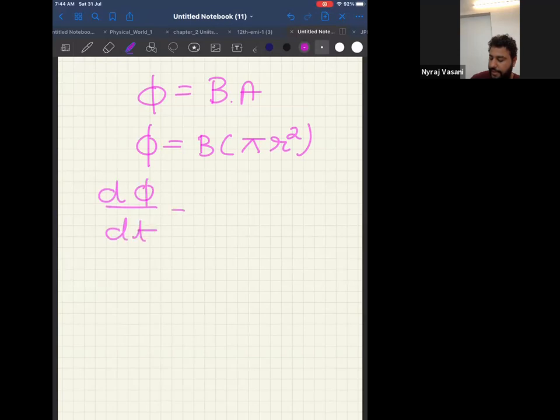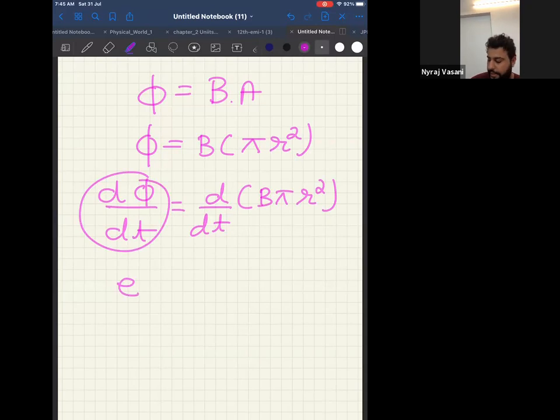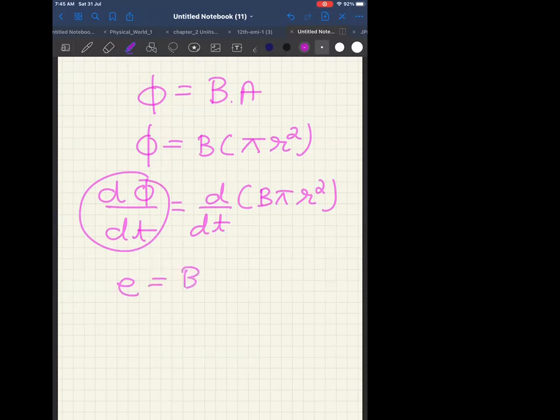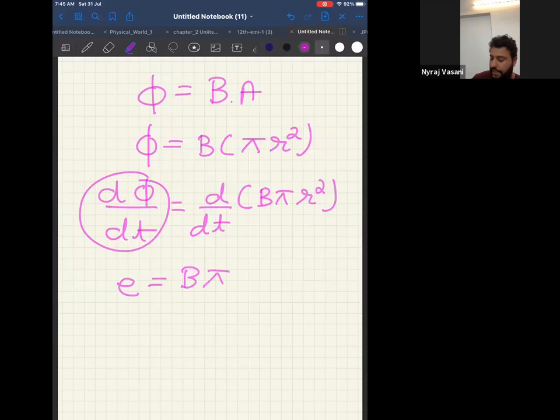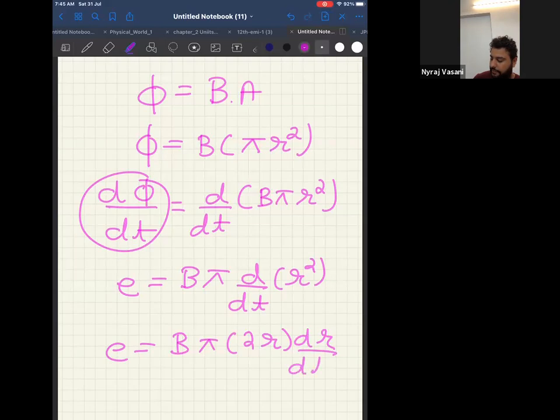it is d phi by dt is equal to d by dt of B into pi into r square, correct? I differentiate both sides. Now, according to Faraday's law, d phi by dt is nothing but E, correct? Is equal to B is a constant outside, pi is a constant outside, d by dt of r square. Or E is equal to B is a constant, pi is a constant. Differentiation of r square is 2r into dr by dt. I am going with this formula. Did you understand now?